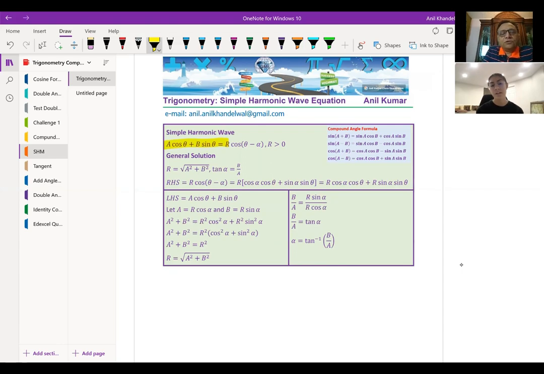To solve this kind of equation, we do a substitution for a and for b. So we say, well, let a be equal to, because you remember the cos a plus b formula. Let me write bigger so that it's easy to understand what we're trying to say here. Cos a minus b is cos a cos b plus sine a sine b.